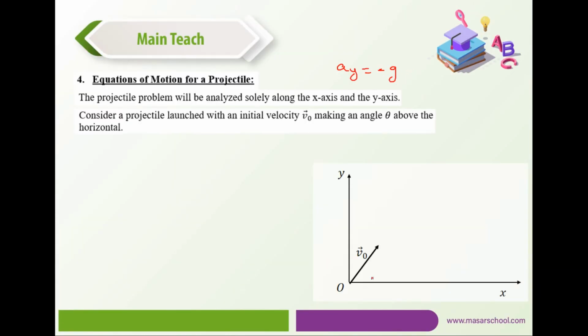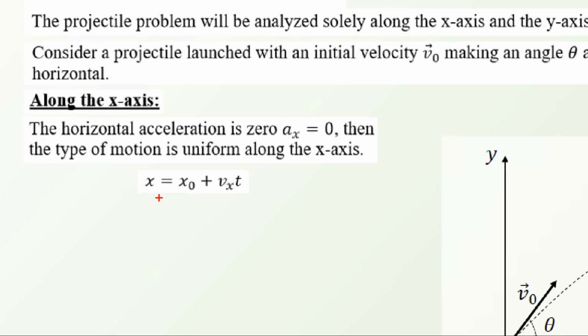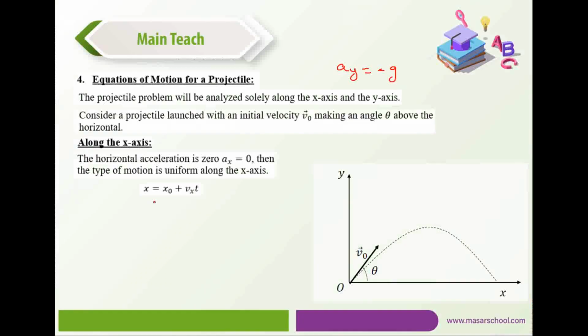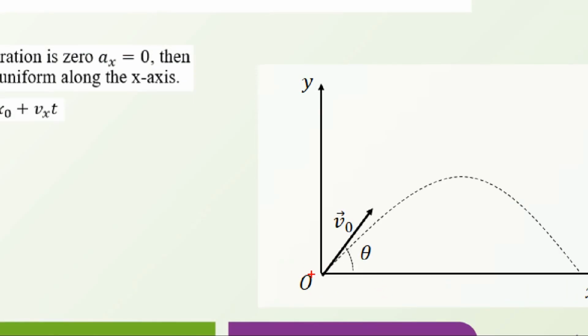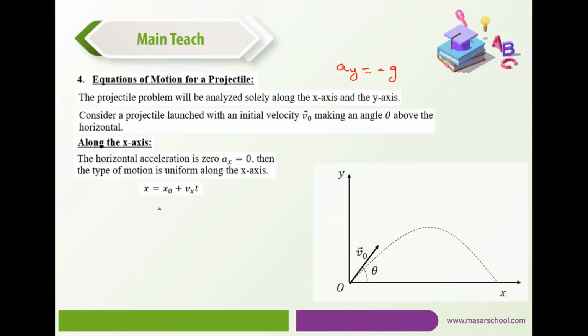We have a projectile launched with an initial velocity making an angle theta with the horizontal. So that would be the trajectory, which is a parabola. Now we need to describe this trajectory using equations of motion. Along the x-axis, the horizontal acceleration is 0, then the type of motion is uniform along the x-axis, and in this case we can only use one equation of motion, which is given by x is x0 plus vxt. Now here the initial position coincides with the origin, so we can replace x0 by 0, but we're gonna keep it like that.